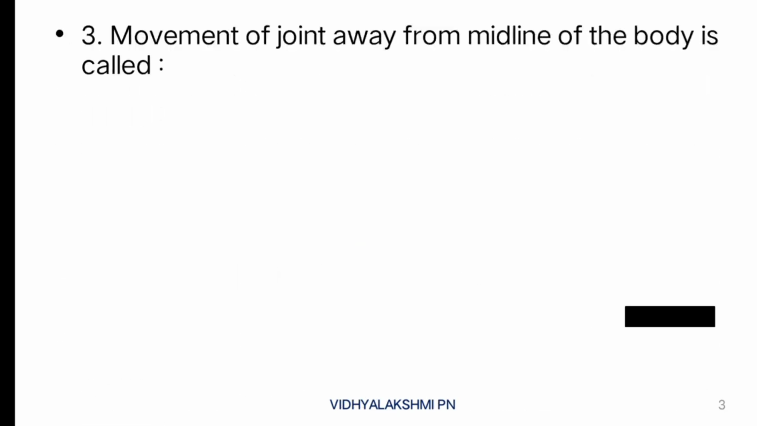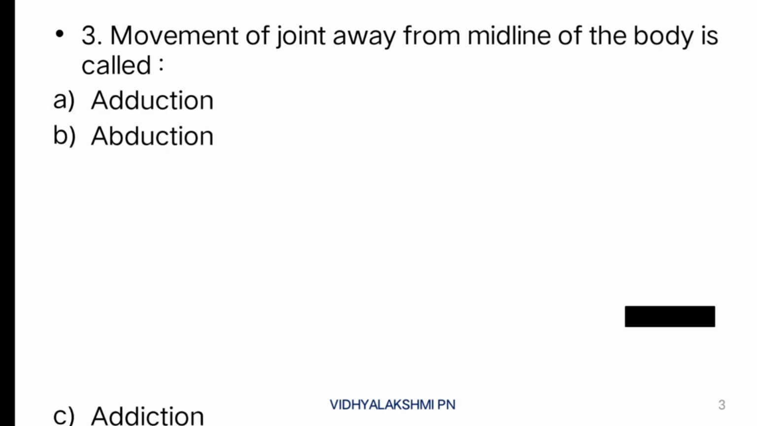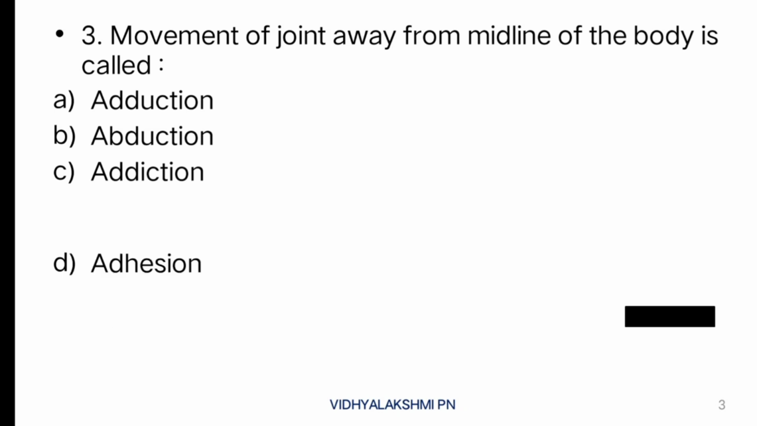The next question is: movement of joint away from midline of the body is called A, adduction, B, abduction, C, addiction, and D, adhesion. From these options, we can omit two very easily. Option C and D are not related to the question. So we have a confusion between option A, adduction, and option B, abduction. Here, movement of joint away from the midline is called option B, abduction.